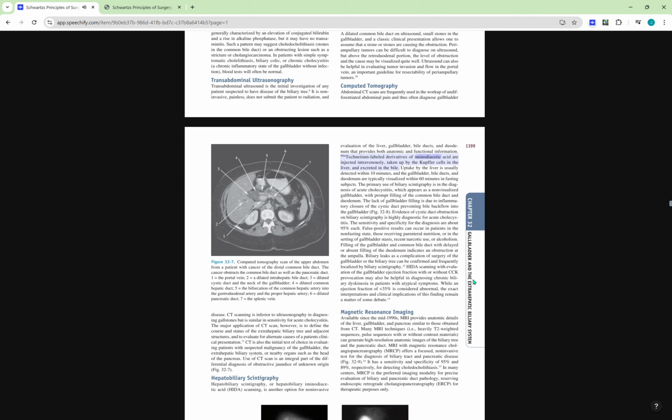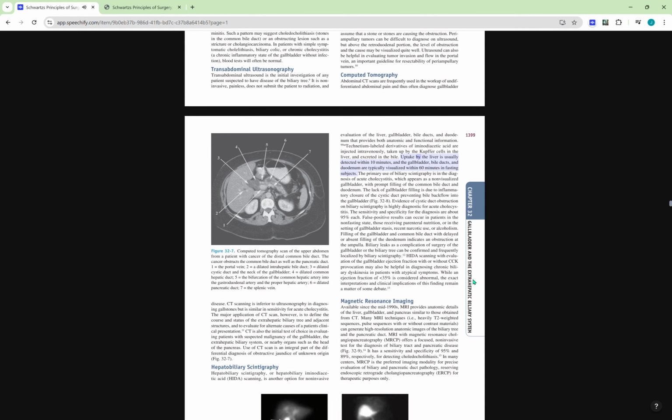99mTc-labeled derivatives of iminodiacetic acid are injected intravenously, taken up by the Kupffer cells in the liver, and excreted in the bile. Uptake by the liver is usually detected within 10 minutes, and the gallbladder, bile ducts, and duodenum are typically visualized within 60 minutes in fasting subjects.